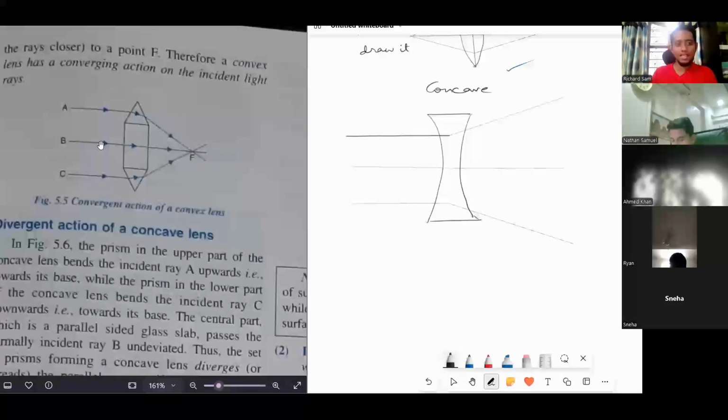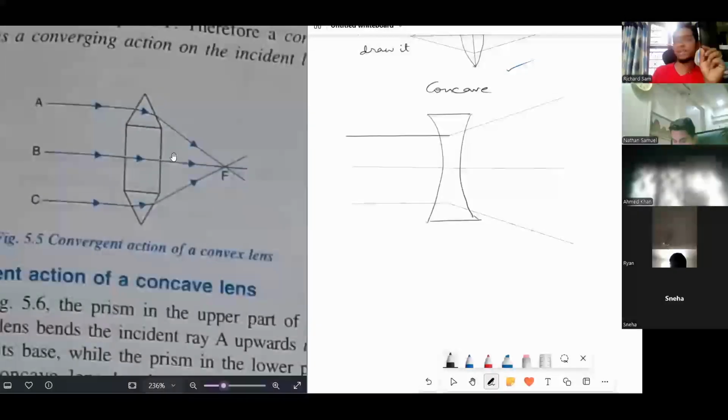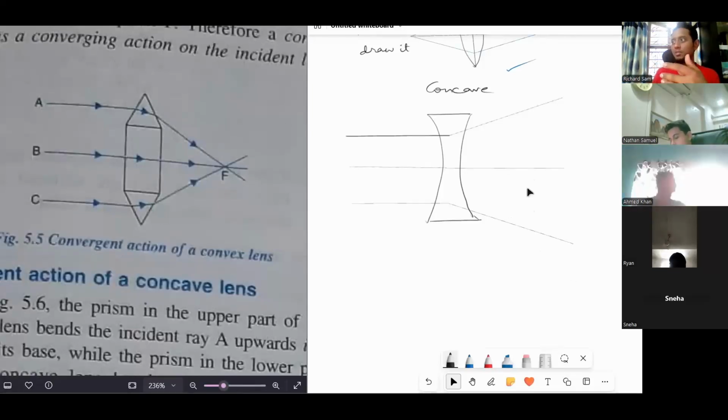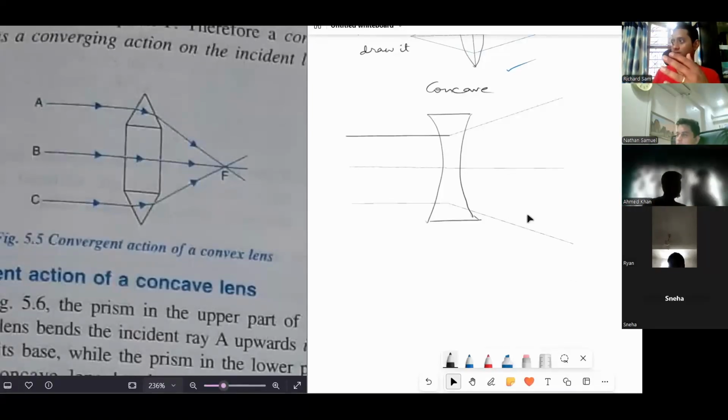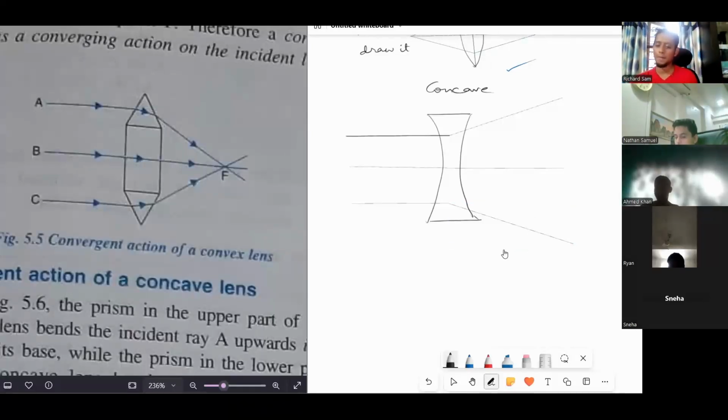So here we see in a converging lens, where are these rays of light meeting? They're meeting at this point called the focus. Where are these rays meeting? They're not meeting anywhere. They're going away from each other. So do they meet anywhere? Where? If you extend these lines backwards, they meet at a point.